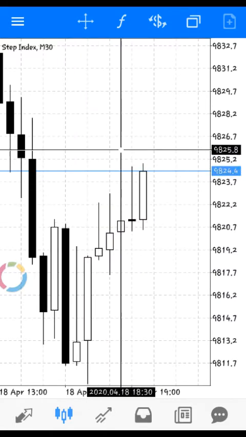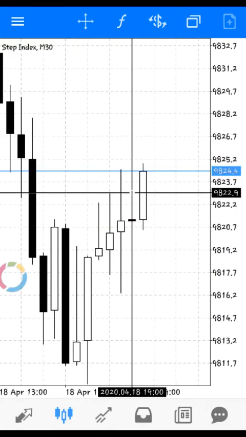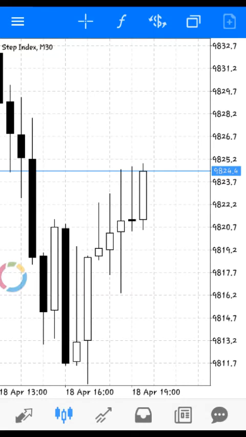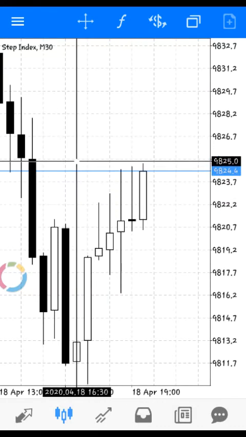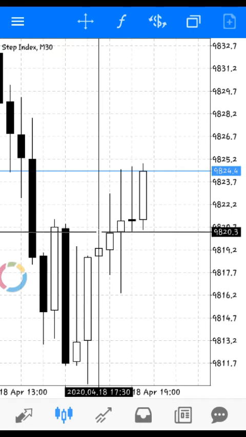Each of these objects here is called a candle. And what's the definition of a candle? A candle has four basic points, four important points. The highest point, which is known as the high. The lowest point, which is known as the low.